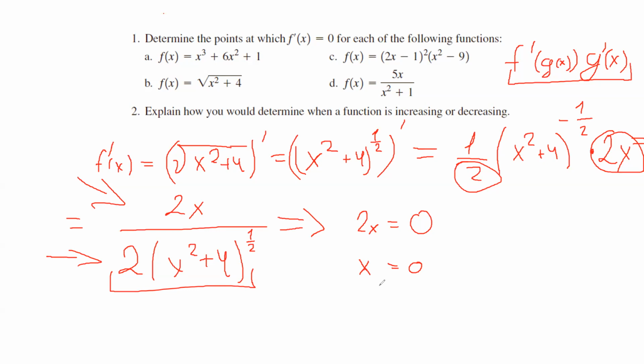Can you see that? Because if I substitute 0 in here, I'm still going to have a positive number. I'm going to have the square root of 4. And the square root of 4 is 2, right?